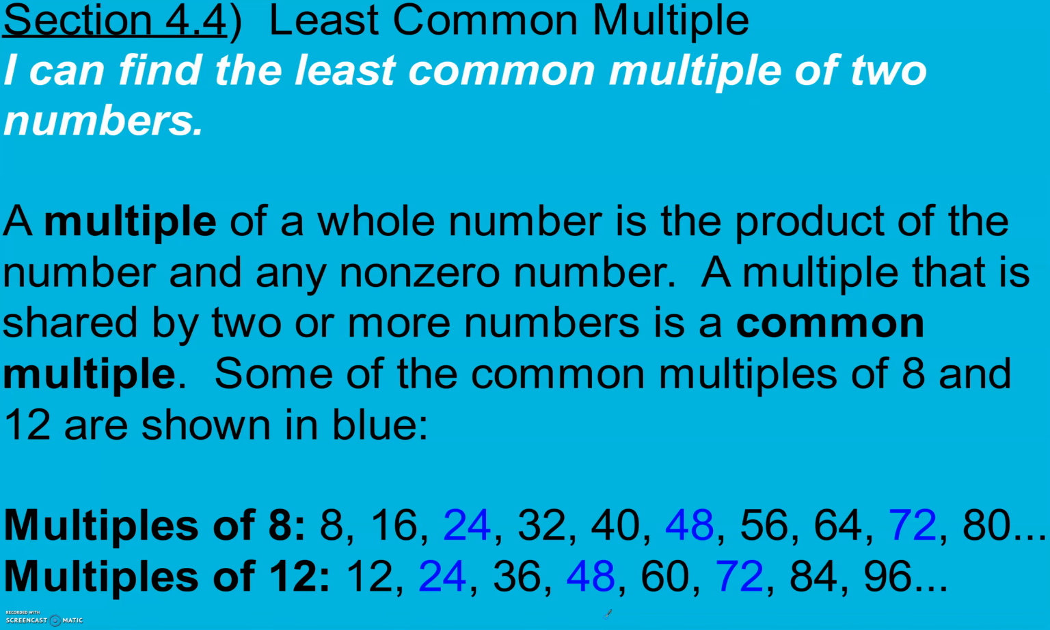So where we talked about a greatest common factor before, it was the biggest number that multiplied into both of them because there were a finite or a limited number of options. But here with multiples, we can keep going on forever and ever. So the thing that's most important here is the least one. So common multiples here, the least would be 24, and we'll talk about that more in just a second.